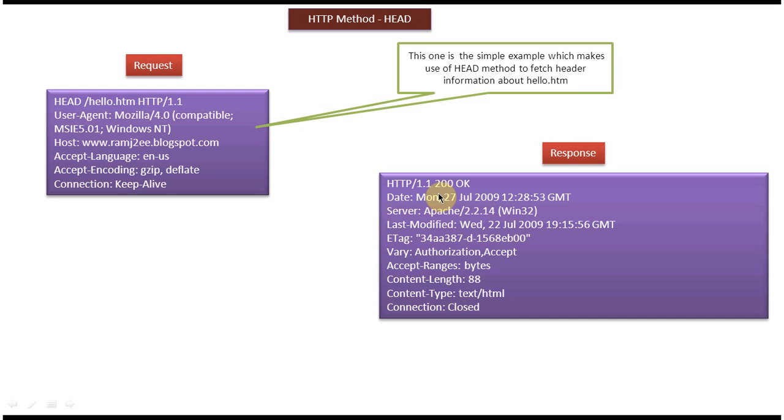The response will look like this. The first line is the status line. 200 OK means the server has processed the HEAD request successfully, and the remaining parts are the response header. This response header will tell about the resource hello.htm. So the length is 88, the type of the content is text/html, and when it was last modified. All this information about hello.htm is provided by the header.